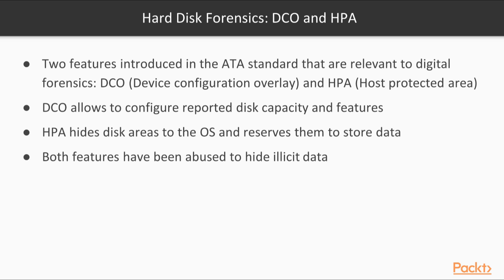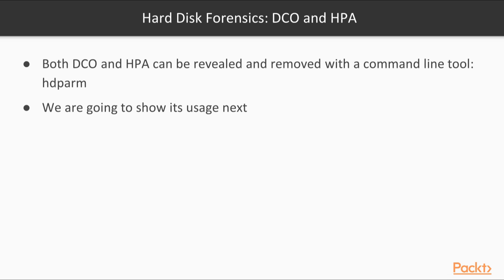While designed and used for legitimate purposes, these features have also been abused to store and hide malware and any kind of illicit data. Both device configuration overlay and host protected area could be detected and removed using a tool called HDPARM. Now we're going to briefly show its usage. Suppose that the target disk has been attached to the forensic workstation. On Linux, hard disks are identified by block device files under the dev directory in the format, for example, /dev/sda, sdb, sdc, etc. Suppose our disk is identified by sda.